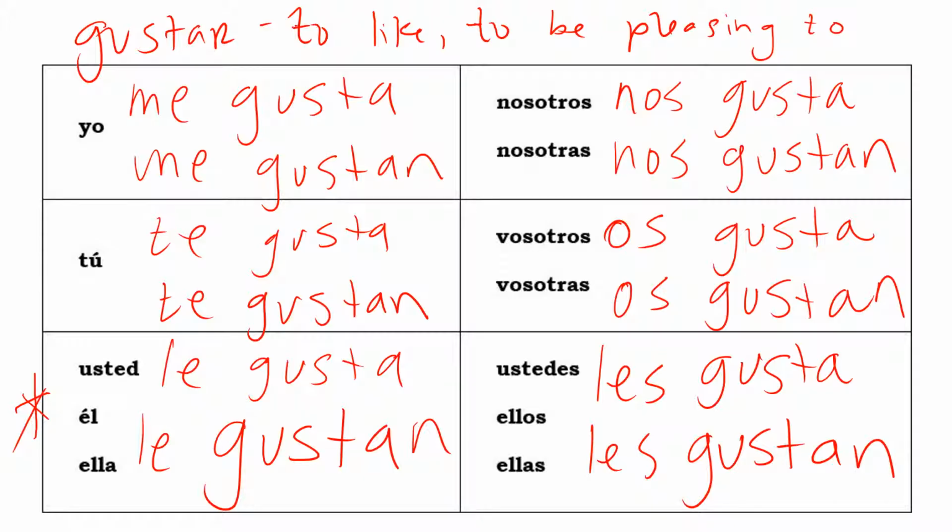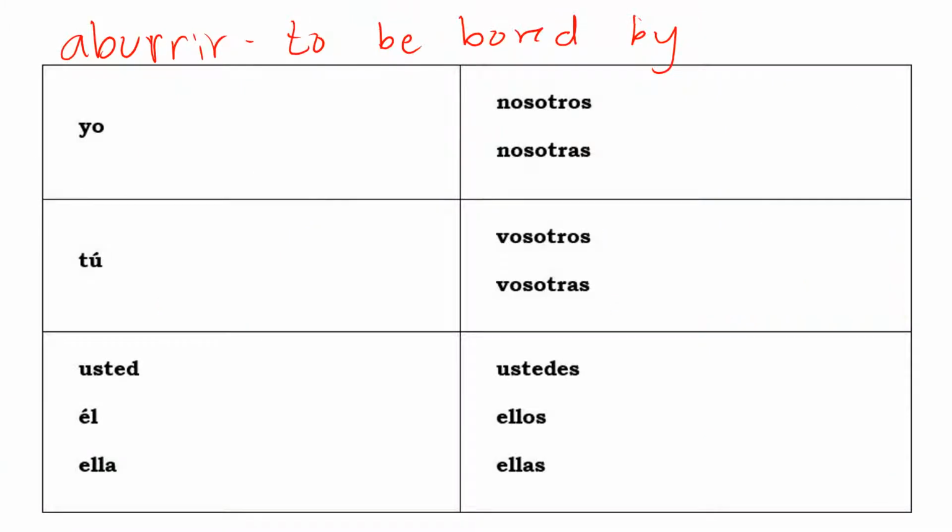Now, what I want you to note is that the me, te, le, nos, os, and les pieces are not going to change. So let's look at another example of a verb and see how it's similar yet slightly different. Let's look at the verb aburrir. We know that we only need the third person singular and the third person plural forms of the verb. So we can conjugate aburrir according to the rules that we already know, taking off ir and adding the new ending just in these two forms.